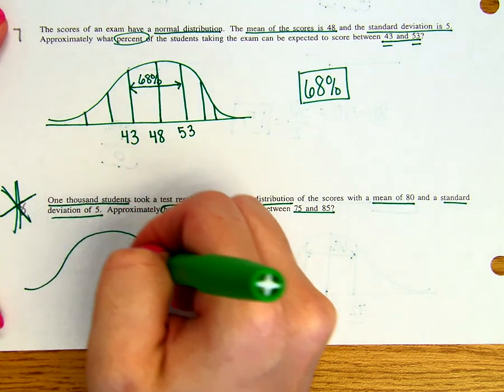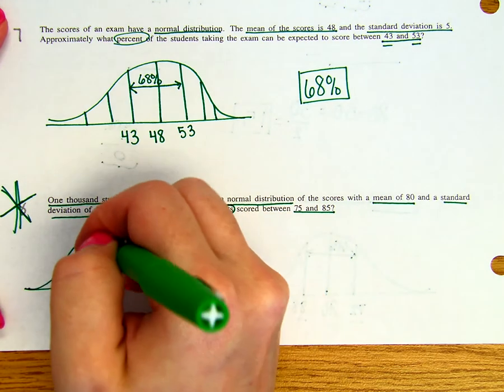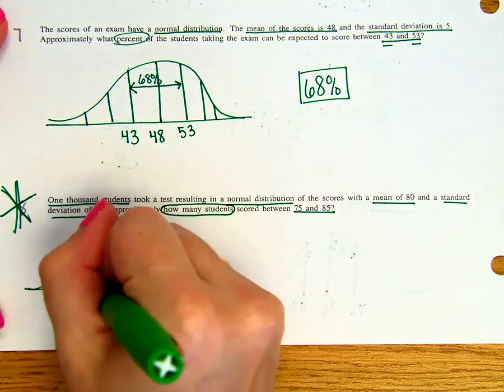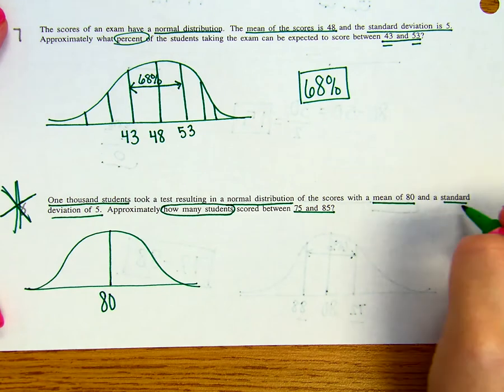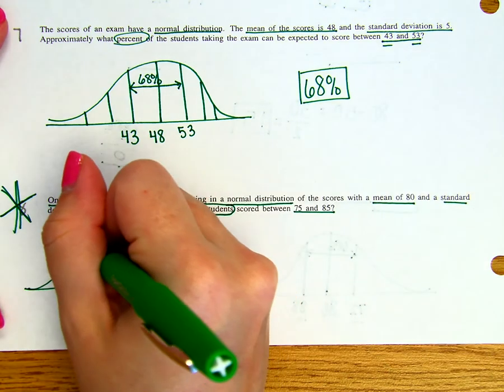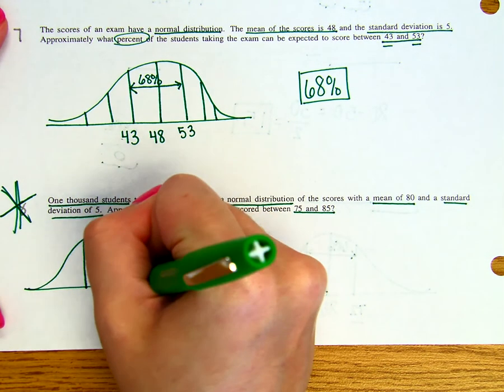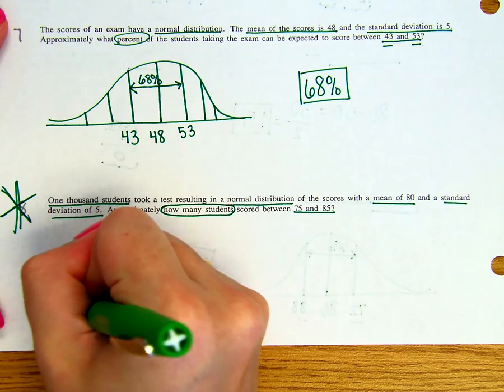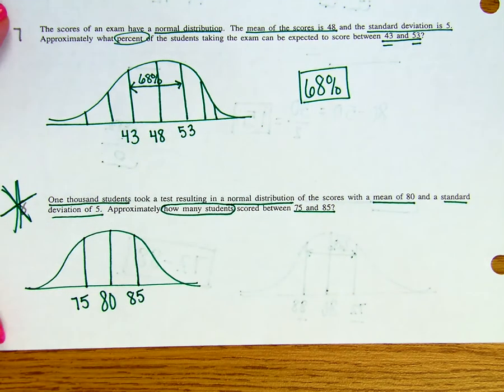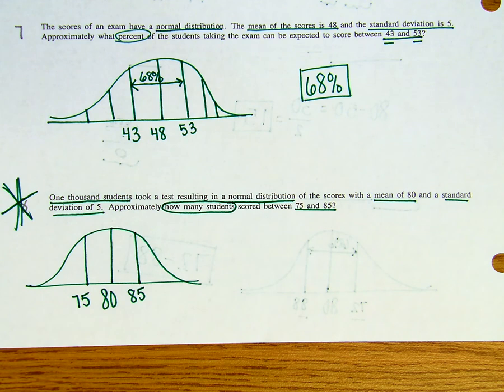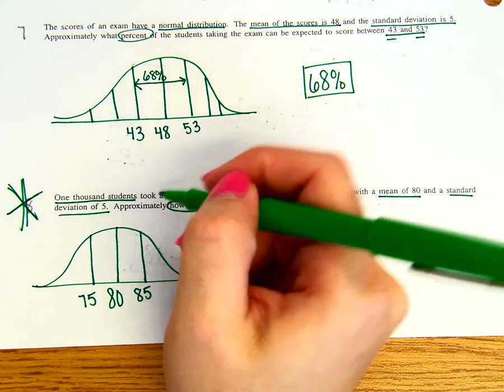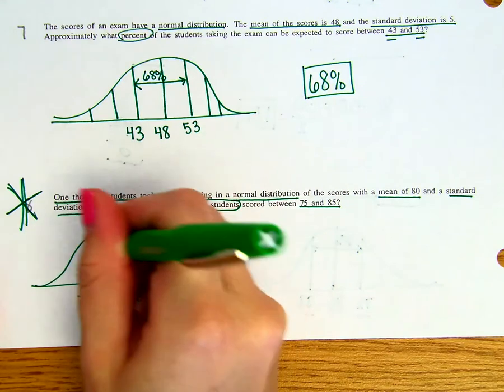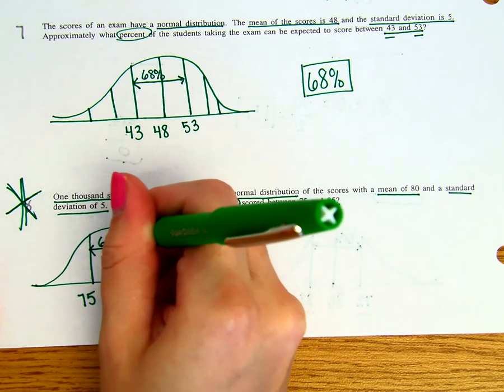So we'll start by drawing our normal distribution curve. Our mean is 80. Our standard deviation is 5, and we want 75 and 85. So if we go one standard deviation away, we can see 75 and 85. So we have to ask ourselves, what percent is between 75 and 85? And that's the same percent that we had up here. One standard deviation from the mean on both sides is 68%.